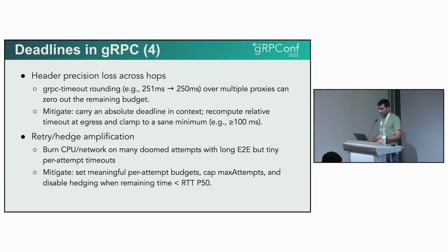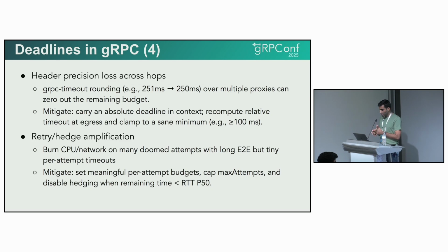Another thing is the precision loss that we can see in the case of the timeout header. gRPC doesn't actually set the deadline as an absolute timestamp. There's a gRPC timeout header, which you can see. It just tells us how much time we have left from that point in time. For example, if this header has a value of 251 milliseconds, then from that point in time, all the services downstream have only got a total of 250 milliseconds to do all of their work.